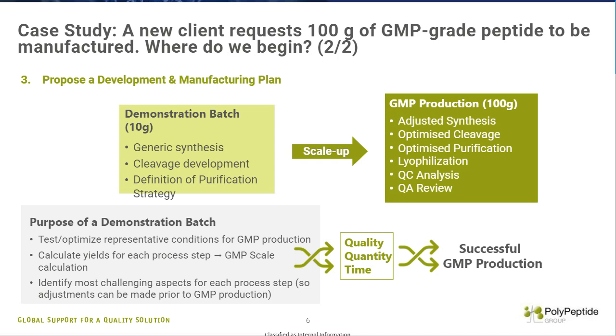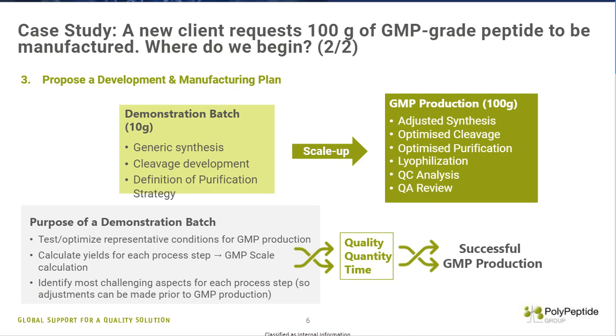And from there, we would then define a purification strategy based on the crude which we obtained from the cleavage development. So really the purpose of this demonstration batch is to test and optimize representative conditions for GMP production. It also helps us establish yields for each process step, which is really important in understanding how much we actually need to put into our process, so the GMP scale that needs to be considered. And by performing this test scale production, it also allows us to identify any challenging aspects of the process that might need to be taken into consideration before we move forward with GMP.